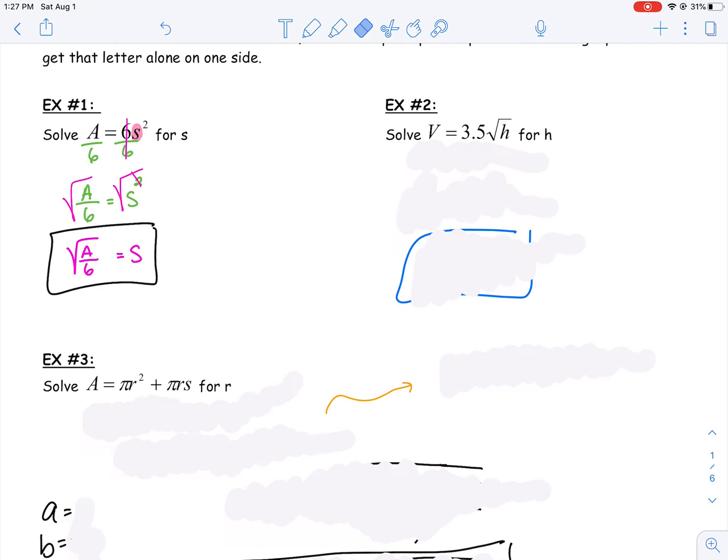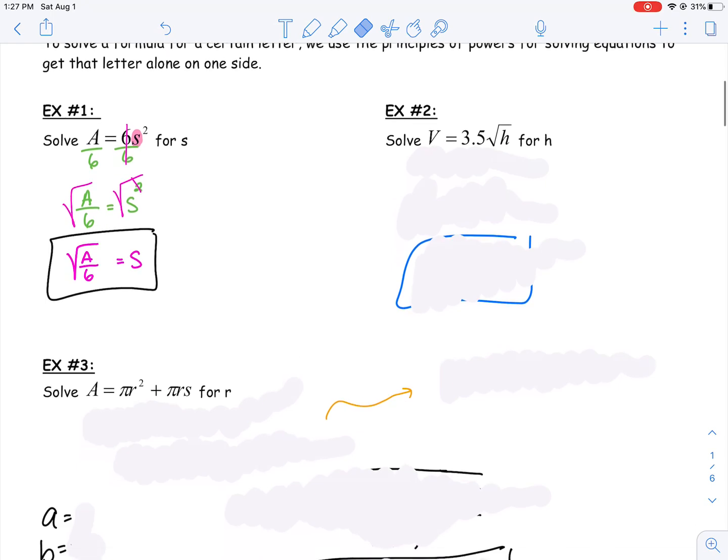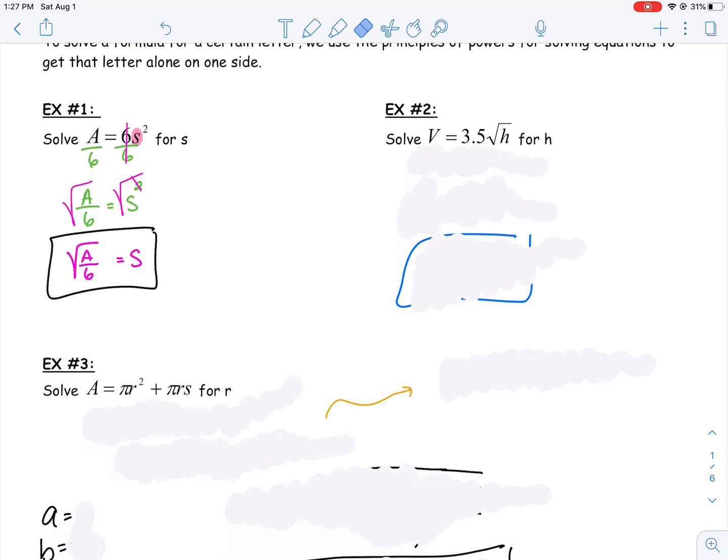All right, let's do another one. Looks like this might be a volume. I don't know, V equals 3.5 times the square root of h, and we want to solve for h. So we want to get h by itself. I notice that there's one h, and I want to get rid of the square root and the 3.5. Let's get rid of the coefficient first by dividing both sides by 3.5. That ends up giving me the equation V divided by 3.5 equals the square root of h.